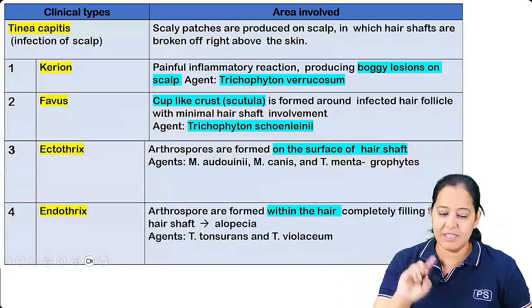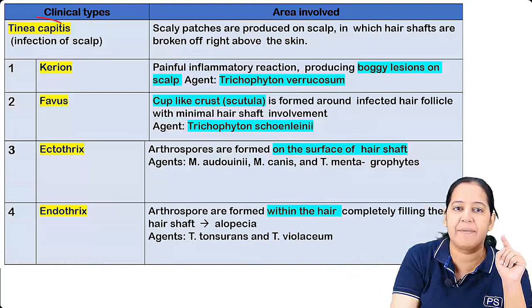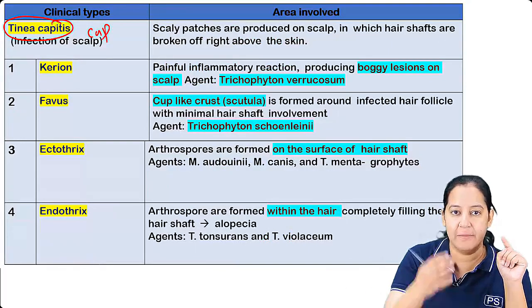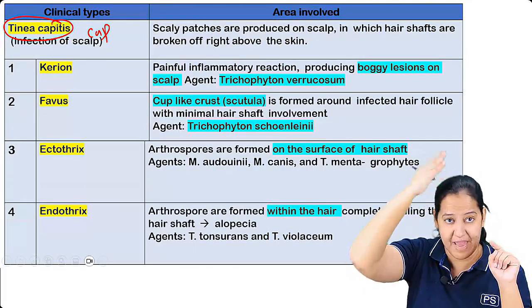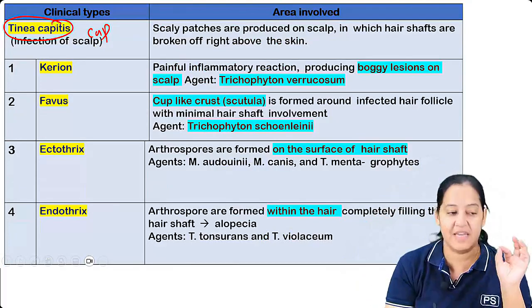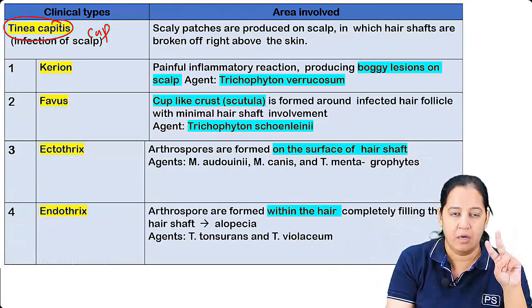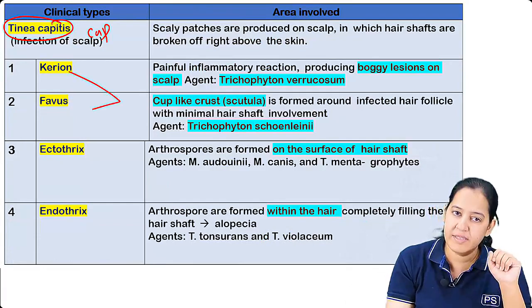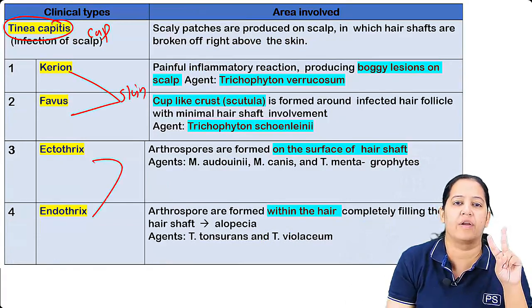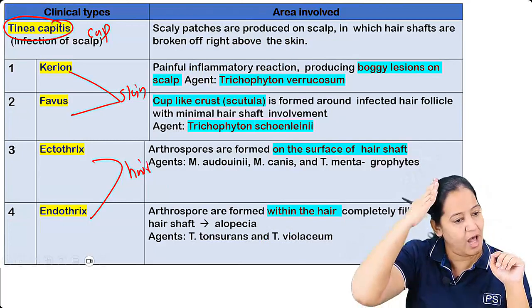The disease of the scalp is known as Tinea capitis. Cap, you will remember from cap. We put cap on the scalp. Capitis means we put a cap. So Tinea capitis. The name of the symptom. The name of the disease of the scalp is Tinea capitis. I'm sorry. Two diseases occur in the skin and two occur in the hair. Skin of the scalp and hair of the scalp.